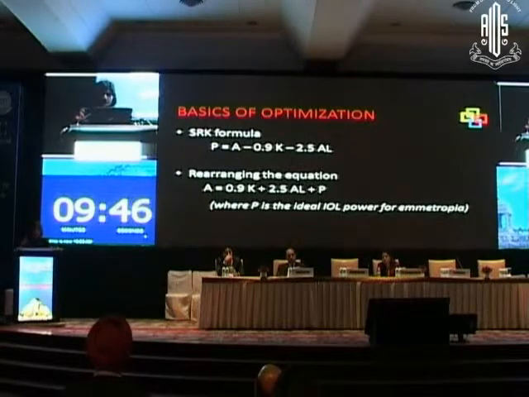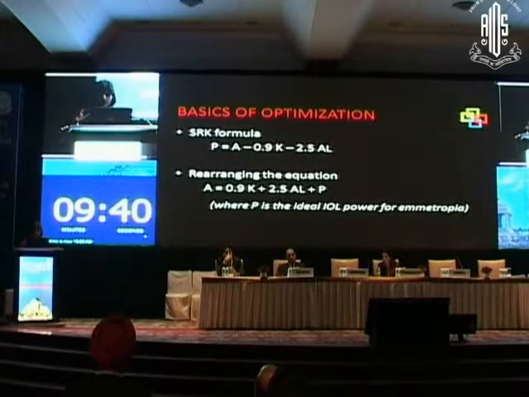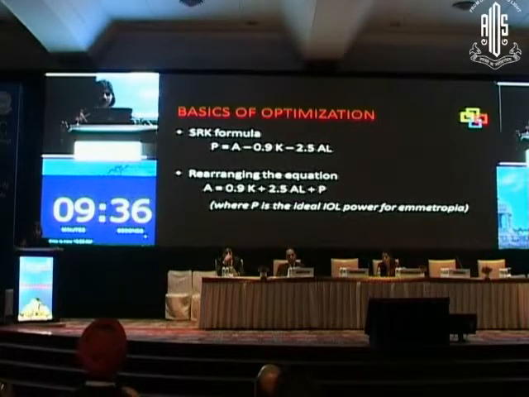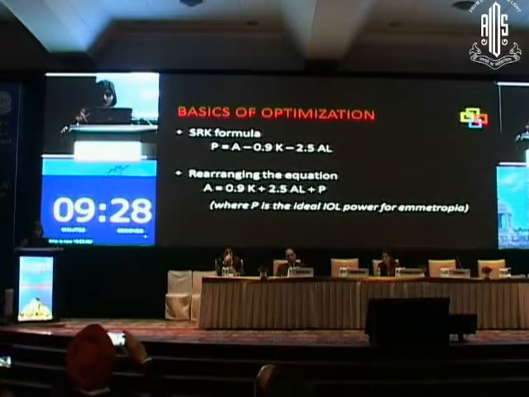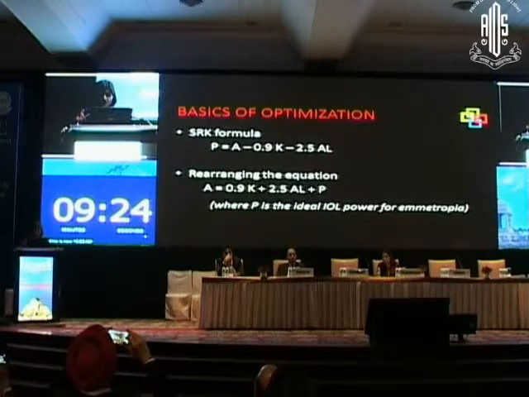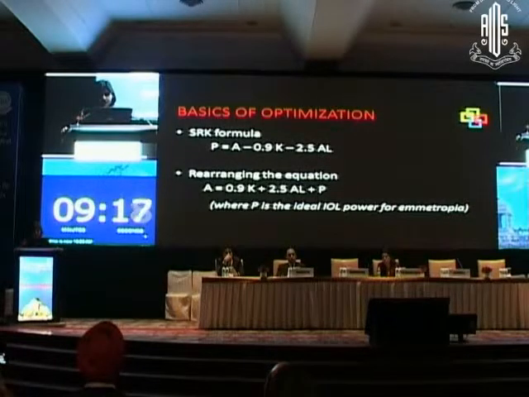I will just discuss how to do a manual optimization for a very, very simple formula, and that is the SRK formula, the original SRK formula, which was taught to us that P equals, where P is the power of the implant which is to be used. It equals the A constant, in which we used to input the manufacturer's A constant, and from which we need to subtract 0.9 of the keratometry in diopters and 2.5 times the axial length in millimeters.